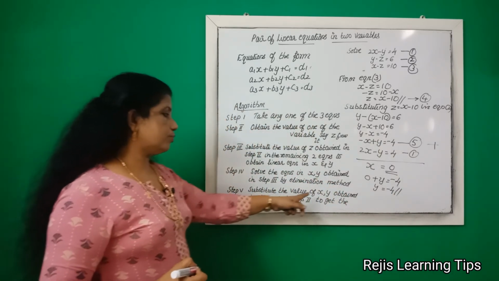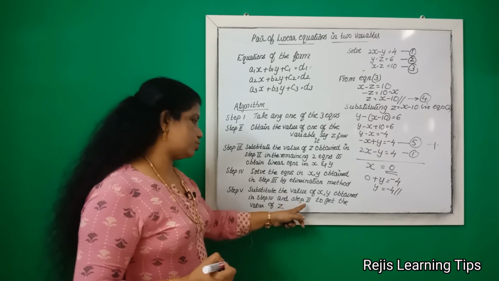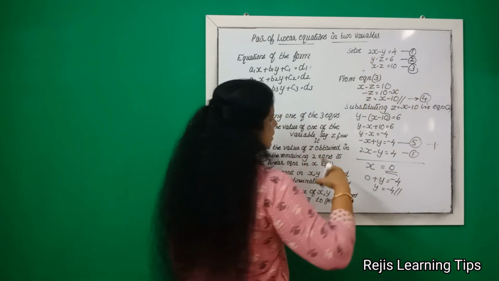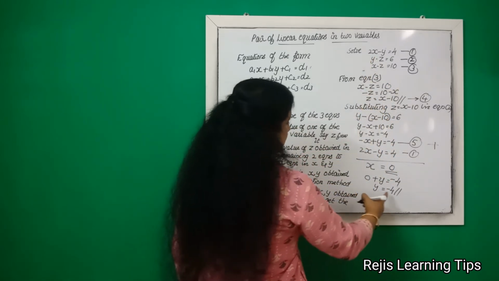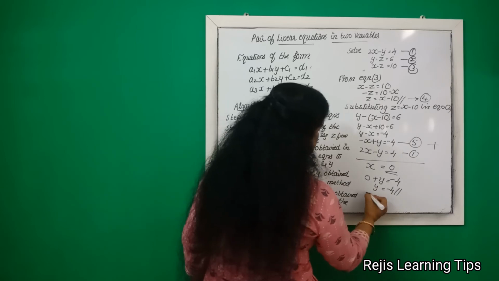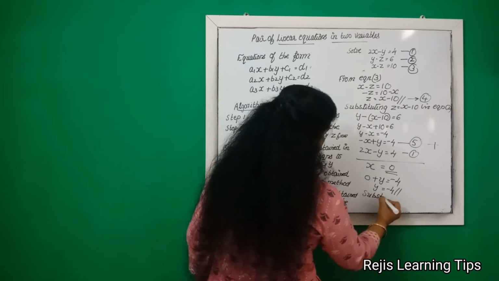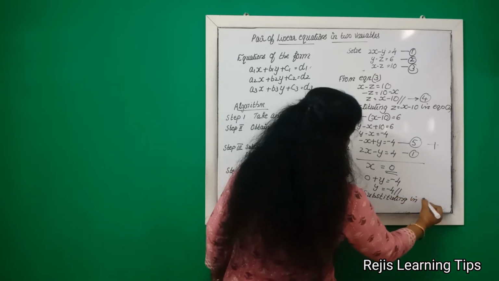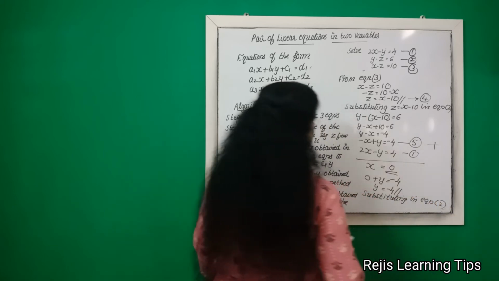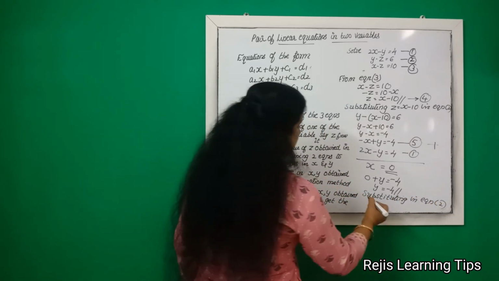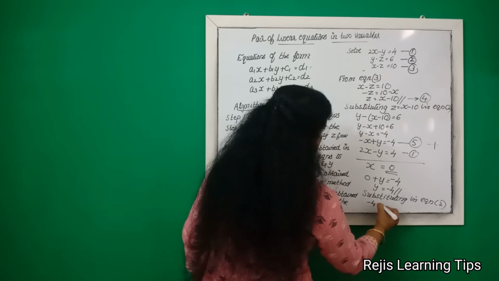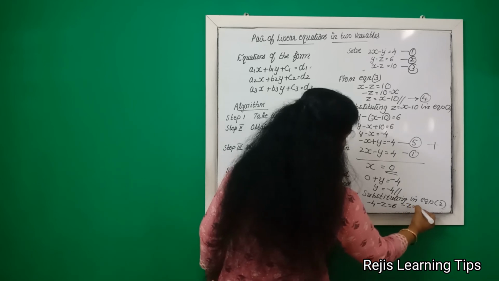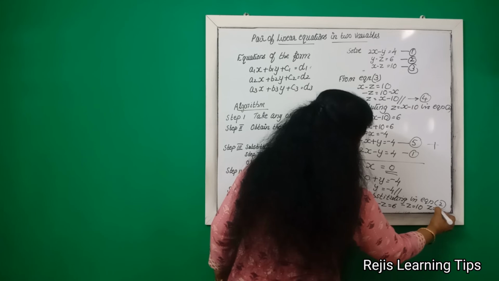Then substitute the values of x, y obtained in step 4 and step 2 to get the value of z. Y is equal to negative 4. Substituting y in equation 2, y minus z is equal to 6. Y is minus 4, minus z is equal to 6. Therefore, minus z is equal to 10. Therefore, z is equal to minus 10.